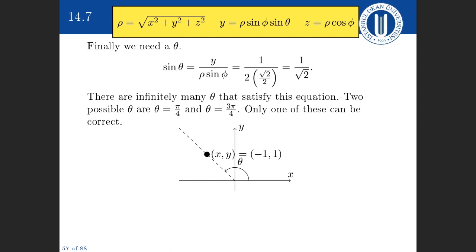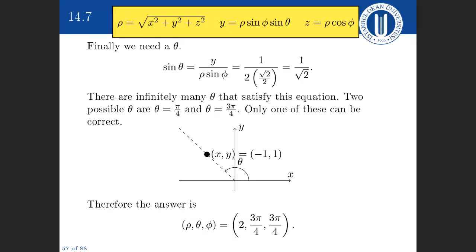Of course, from this picture, we can see that theta must be 3 pi over 4. So an answer to this question, there's infinitely many correct answers, but one answer to this question is 3 pi over 4.